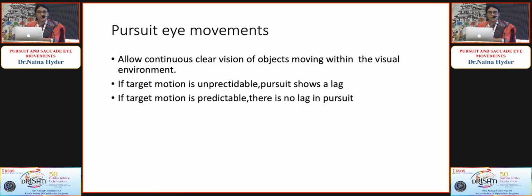Coming to pursuit eye movements. It allows continuous clear vision of the objects moving within the visual environment. If the motion of the target is unpredictable, pursuit shows a lag. And if the target motion is predictable, there is no lag. That is, in the first case, if you have a fly buzzing around you just now, the pursuit is going to show a lag. But when you have a very smooth, continuous movement, like a child on a swing, there is no lag. That is how they have described pursuit eye movements.